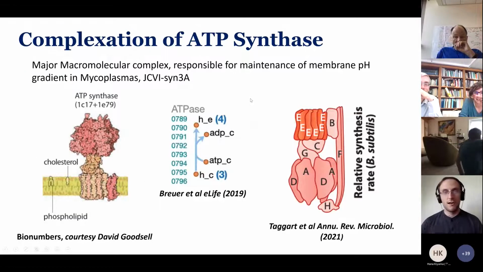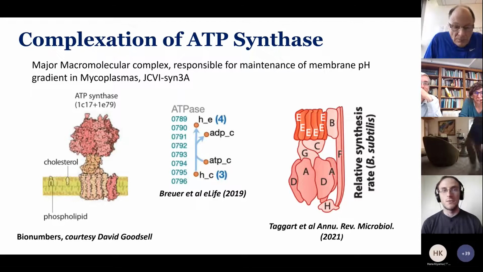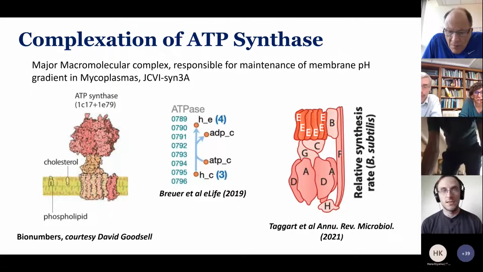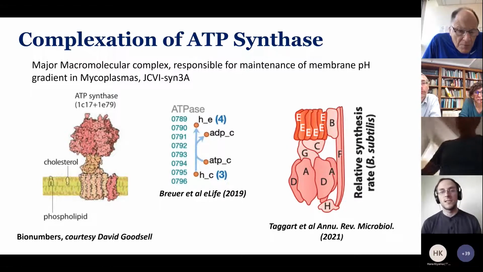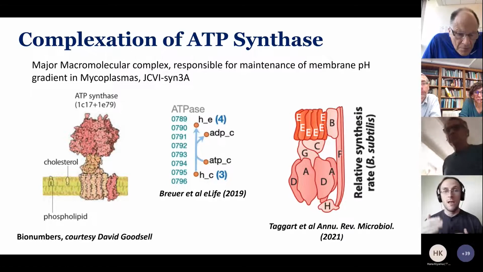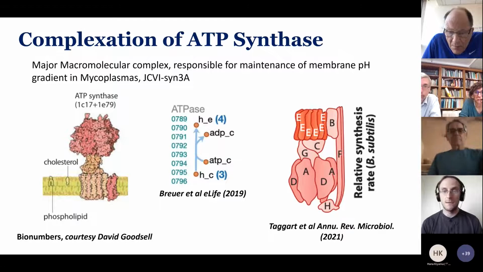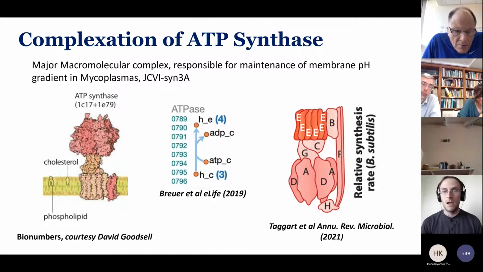And so another complex of interest that's quite important in many cells, and in Syn3A is no different, is the ATP synthase. And in the mycoplasma especially, this is very important in maintaining the pH gradient across the membrane, actually pumping protons out of the cell. And so we have this large macromolecular complex here with so many protein components. And all of these that I'm showing you here on the right in B. subtilis are present as well in Syn3A in consecutive order in the genome.